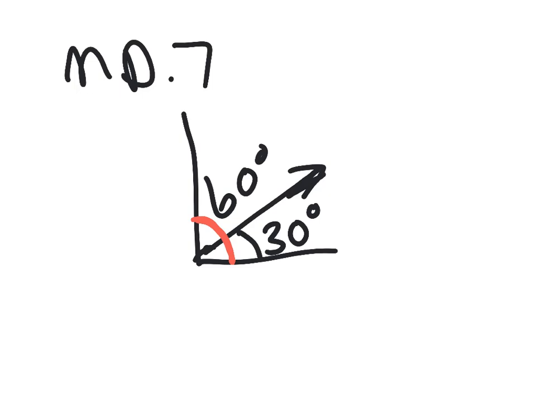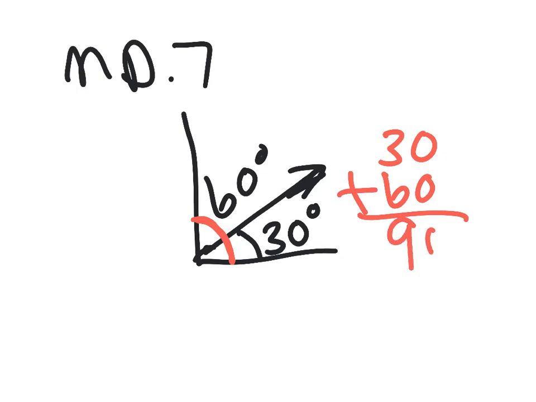Okay, so if we start off, we've got this smaller angle on the bottom, which measures 30 degrees. This other angle on the top, which is about 60 degrees. When we combine them or add them together, they equal 90 degrees. They combine to form a right angle. Pretty cool. Let's do another one.